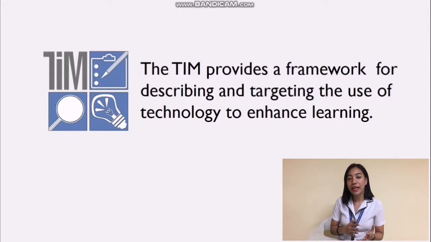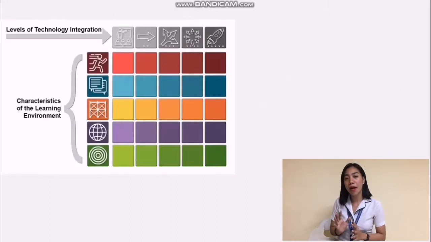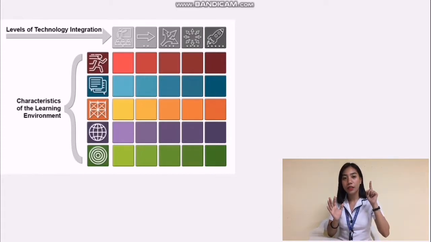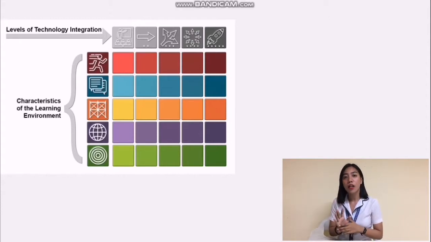Now the TIM model is the one that is used by kindergarten to 12th grade teachers to plan, implement, and evaluate the technology in the classroom. Now this is a 5x5 model. I call it 5x5 because as you can see, there are 5 levels of technology integration, which is located on the upper part of this framework, and there are also 5 learning environments, which is located on the side of this framework.